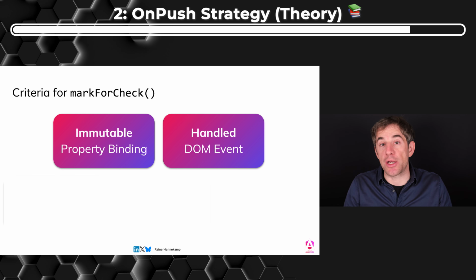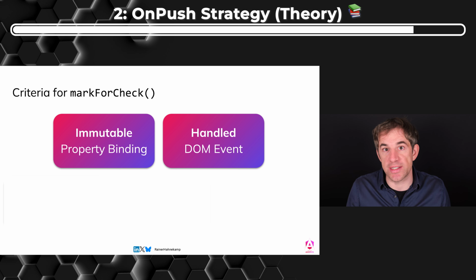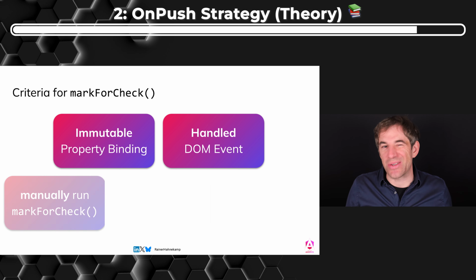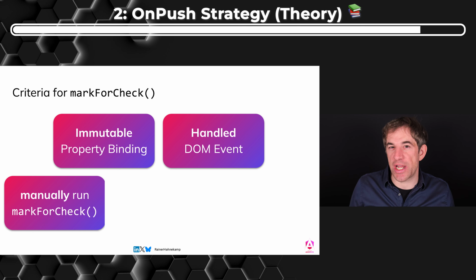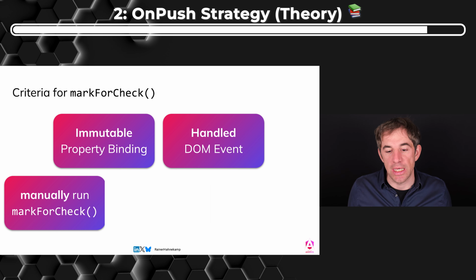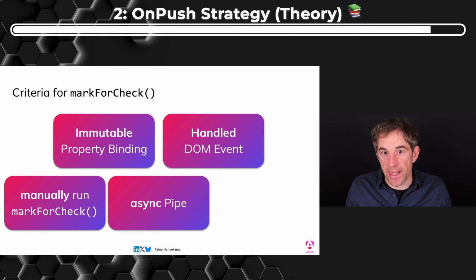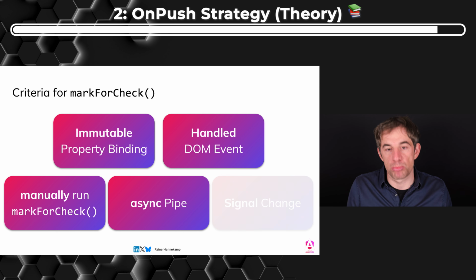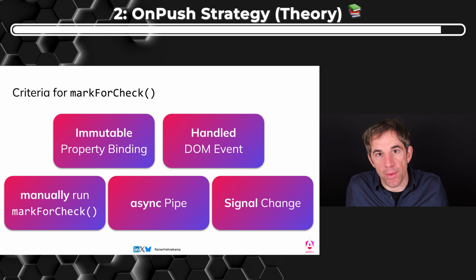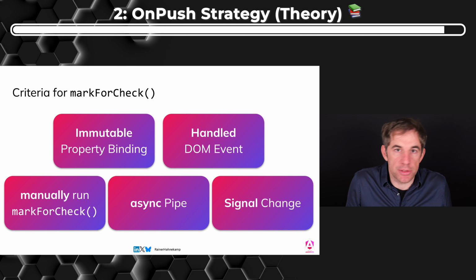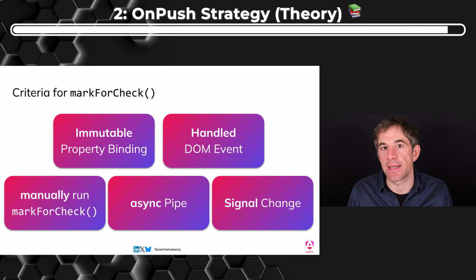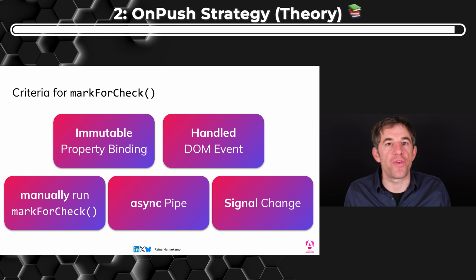So those handled DOM events are doing two things at once. You can also manually run markForCheck. This is something that especially libraries are doing. You can use the async pipe, then someone else, namely the async pipe, is running markForCheck for you. And you can also have a signal in your component. And then if you change the signal, then it is also automatically marked as dirty. Yeah, so far for the theory.